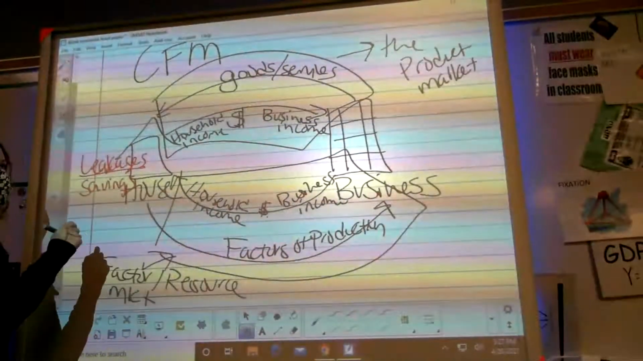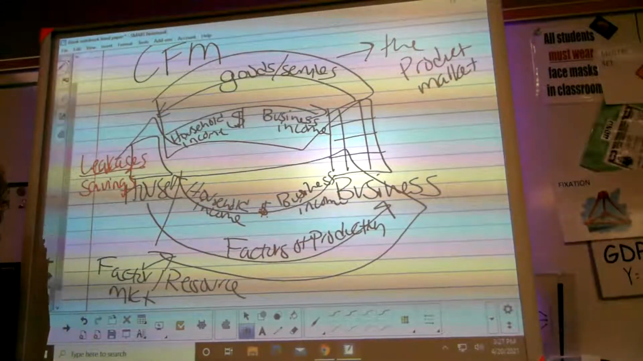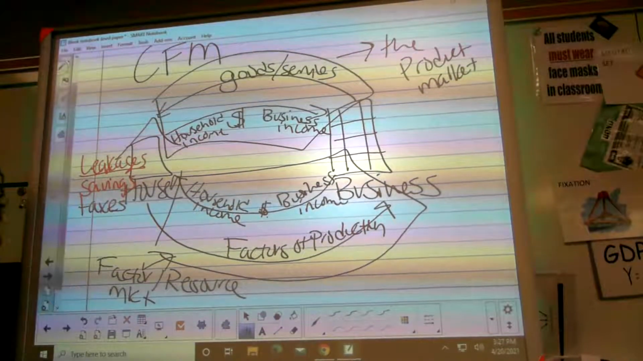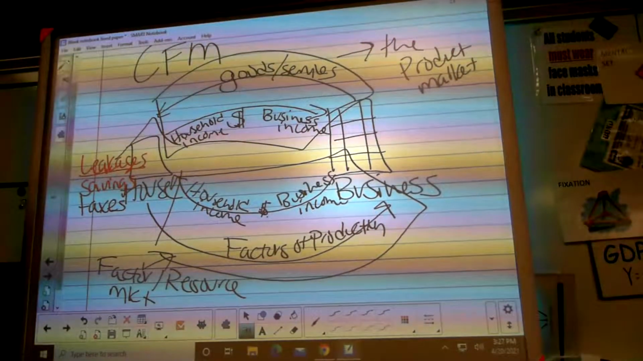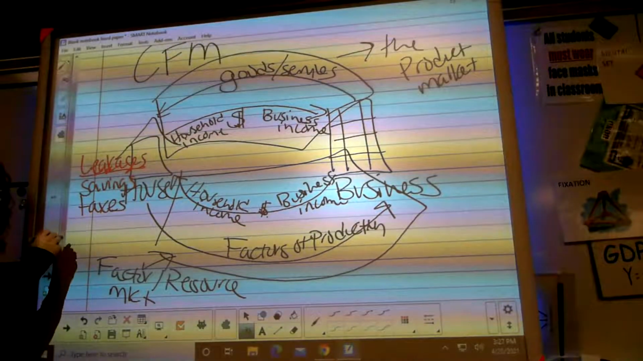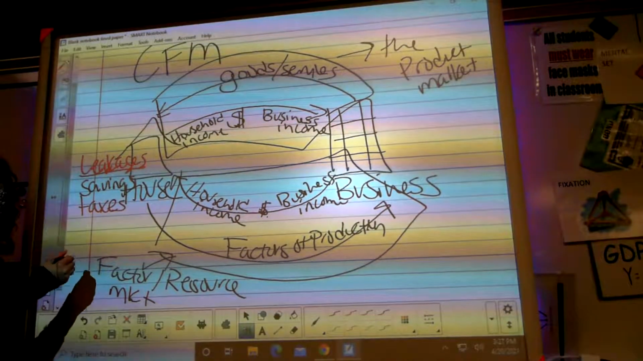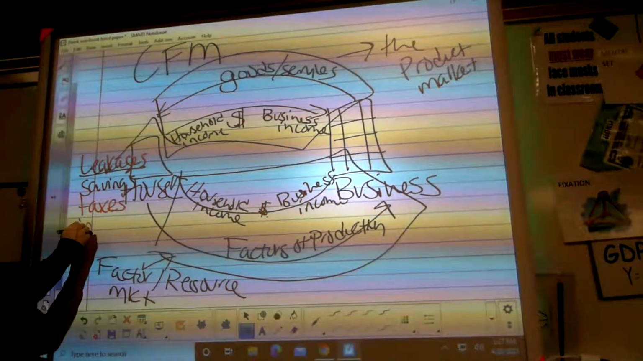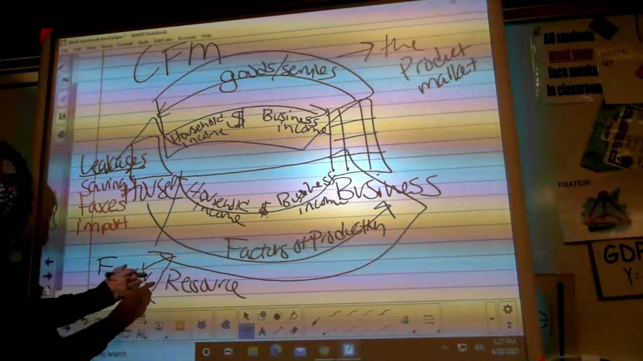What else is money that you make that you don't get to spend? Taxes. Yeah, you don't get to spend taxes. It's spent for you. The government takes it as a leakage. And then this one is not money that you make that you don't spend. It's just you spend it in someone else's circular flow model. You buy an imported thing.